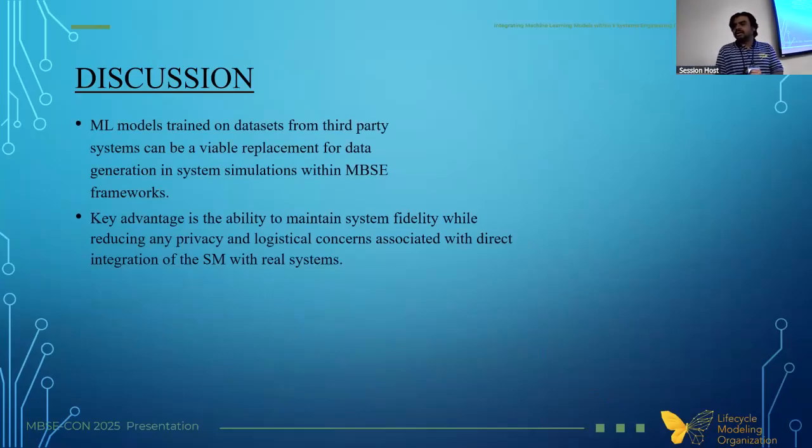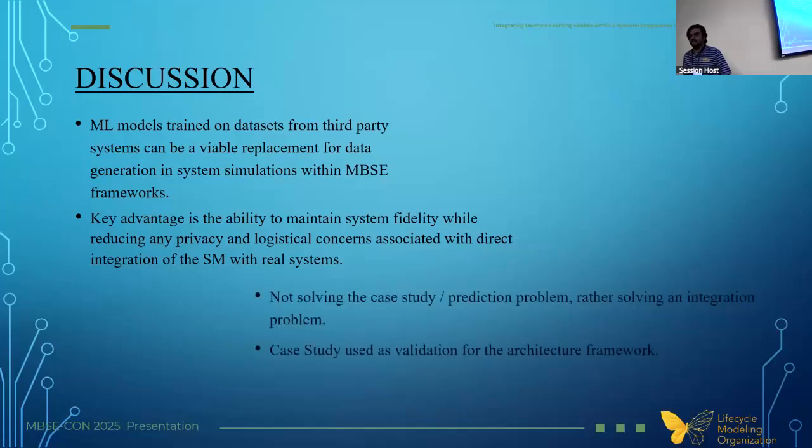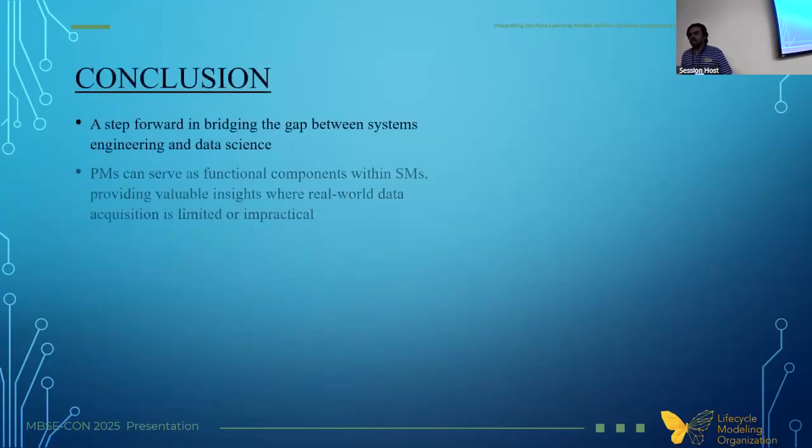This experiment really helped me understand how machine learning models trained on data sets from third-party systems can indeed serve as a replacement for data generation in system simulations. The system fidelity is kept intact. That aforementioned incompatible system, you're not going to be opening it to data points or anything, so the fidelity of that is kept intact. Your privacy and logistical concerns are met, and an AI/ML model is now effectively being used as a substitute for that. And again, not solving the case study prediction problem, rather solving an integration problem.